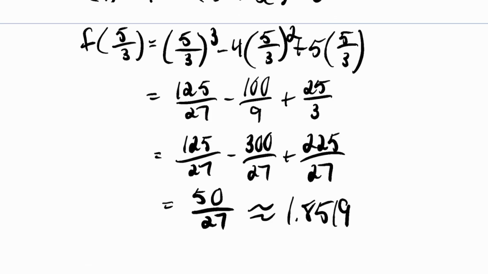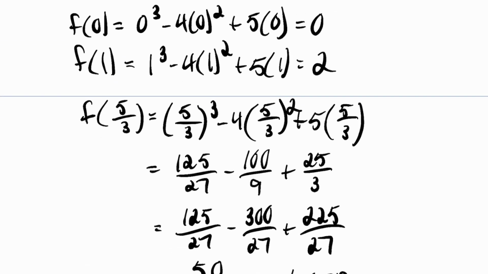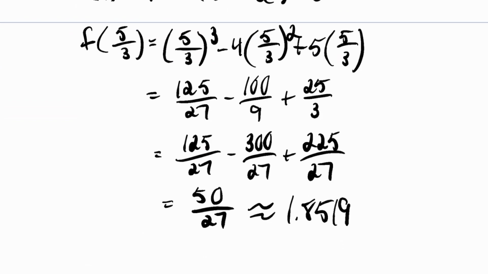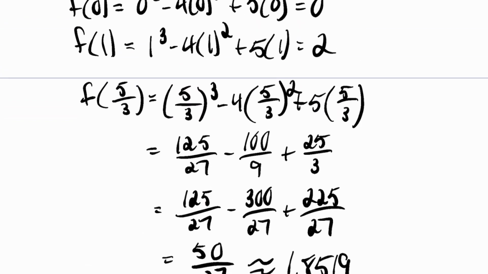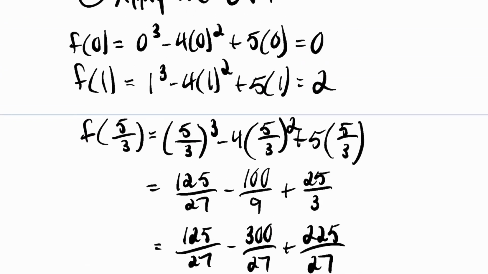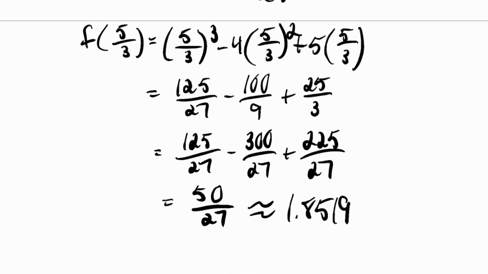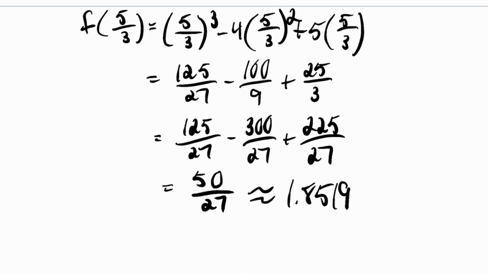Okay, so I've got three results. I got 0, I got 2, and I got 1.8519. So far, the largest result has been 2. I got 0, 2, and 1.8 and change. 2 is the highest so far. But I still need to check f of 2, because maybe that's higher still.